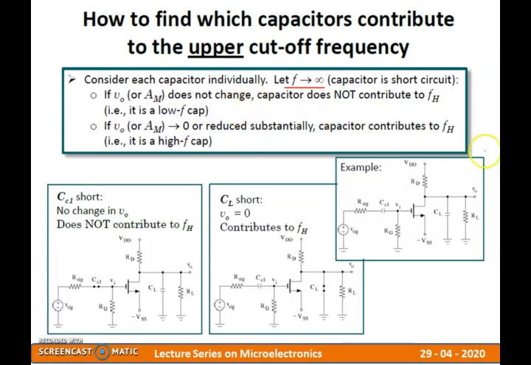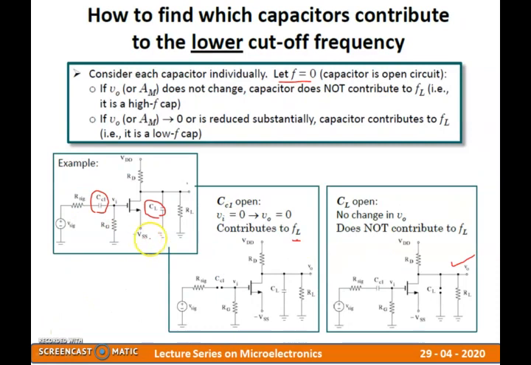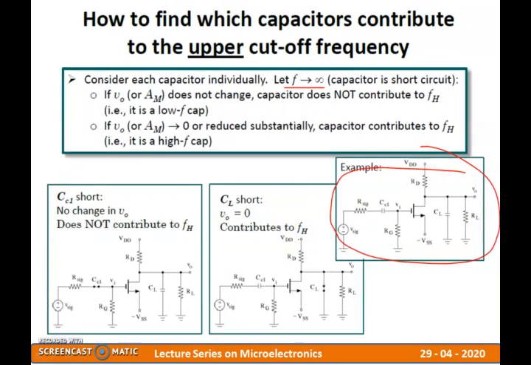Again, let's take the same circuit, the same master circuit, CC1 and CL. Let's short CC1 first. If I short CC1, will my output reduce? Never, because whatever my input is, that is going to pass, and I am going to get the output as it is. So shorting CC1 doesn't have any impact on output, which means CC1 is not an upper cutoff frequency capacitor. That is true also because we have already figured out that CC1 contributes towards FL. If CC1 contributes towards FL, definitely the same CC1 cannot contribute towards FH.